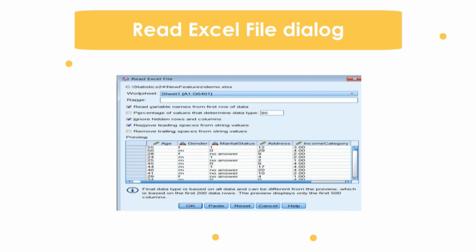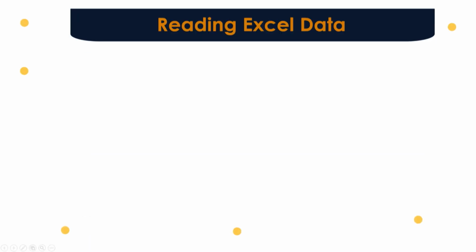Next, we will be seeing how the Read Excel File dialog box will look. So, now you can see here further we made the changes: the percentage option we have disabled and the remaining options we have enabled, and click OK. So, now we are able to read the Excel data.